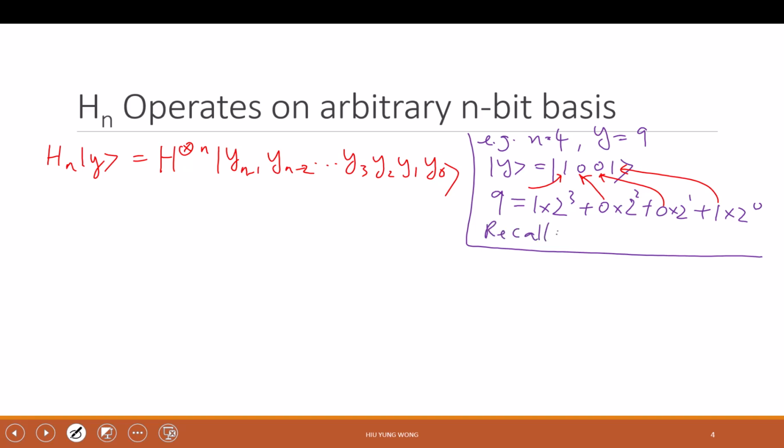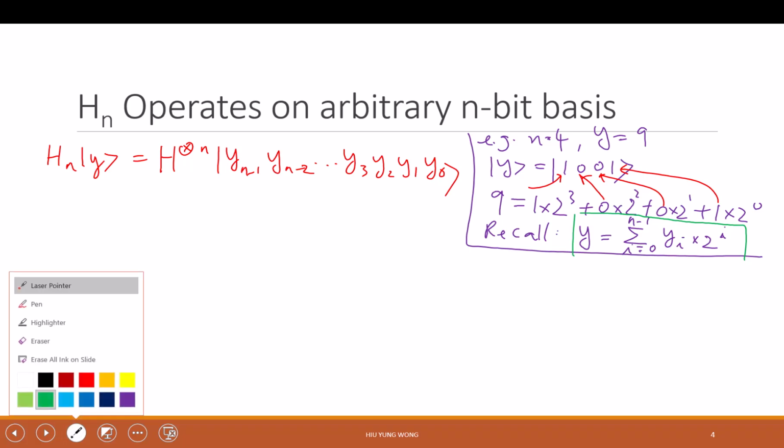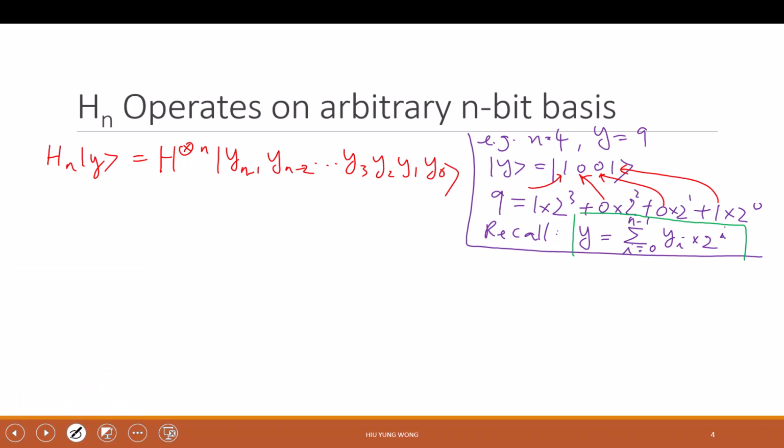If you forgot, y equals the summation from i equals 0 to n minus 1 of y_i times 2 to the power i, right? That is how you really calculate the value of a binary representation. That is exactly what I'm doing here. The easier way to learn is to plug in numbers. Okay, great.